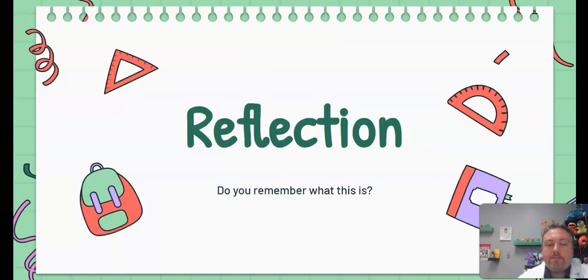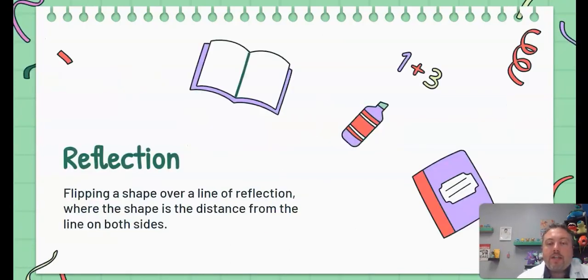A reflection. Reflections are when you flip things over. Flipping a shape over is just like with a mirror. When you look into a mirror, everything is flipped backwards. In order to do a reflection, you have to have a line of reflection. Now, what's really important here is about where points are located. However far a point is located on one side of the reflection, when you flip it over to the other side, it's going to be that same distance away from the line of reflection, just on the other side.